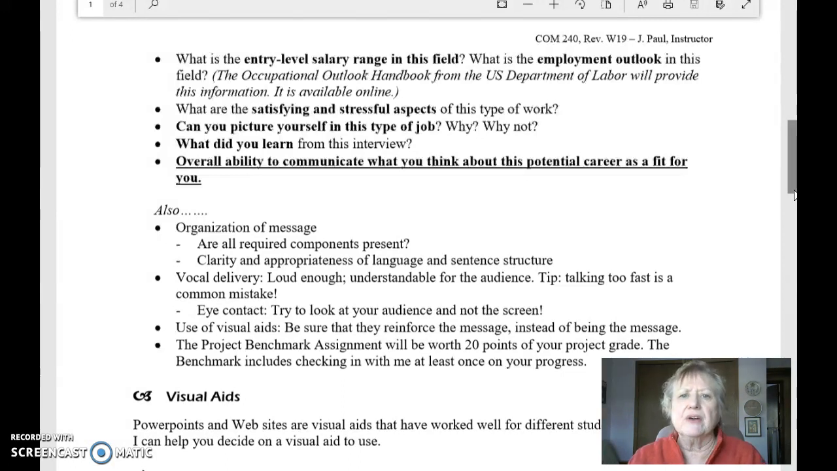So if they offer it, that's fine. But you can also find a lot of resources online. U.S. Department of Labor is a good one.